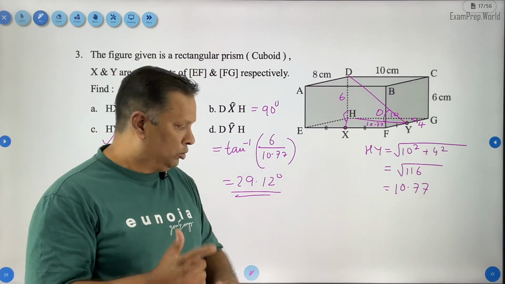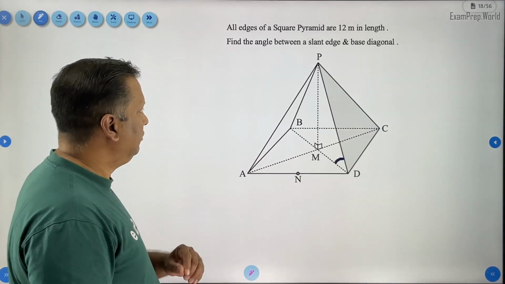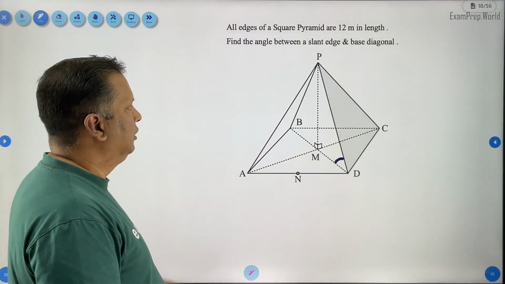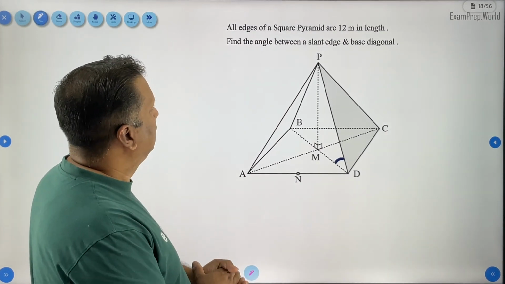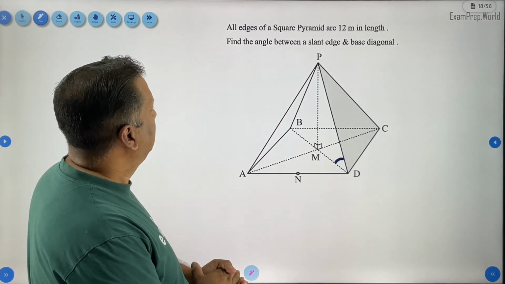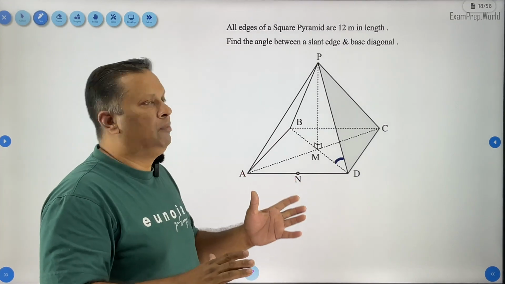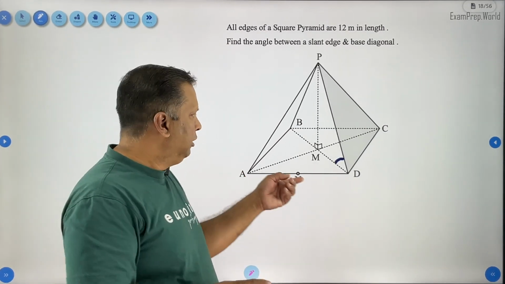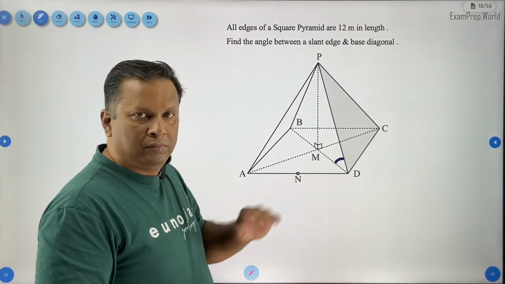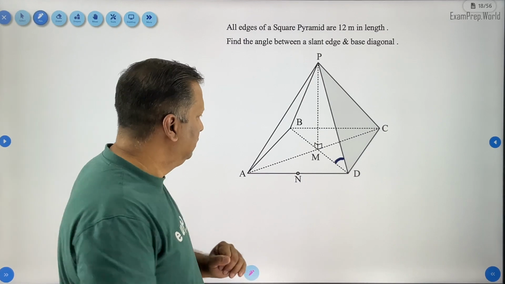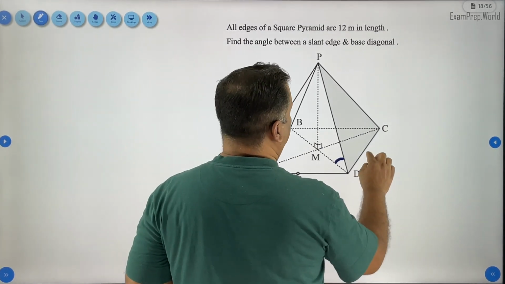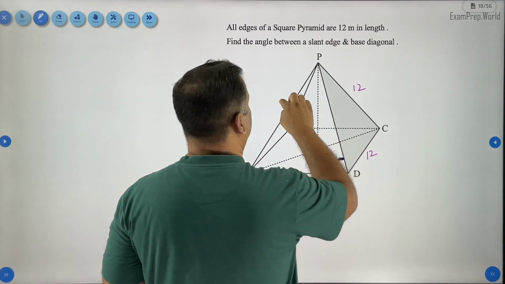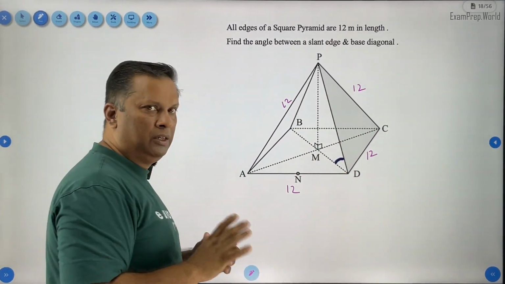Okay, so let's go to the next question. Here we have a pyramid. It's a square pyramid. The base is a square. He said all the edges are 12 meters in length. All edges, including the base and the sides. Everything is 12. Wherever you see an edge of the pyramid, it is 12.